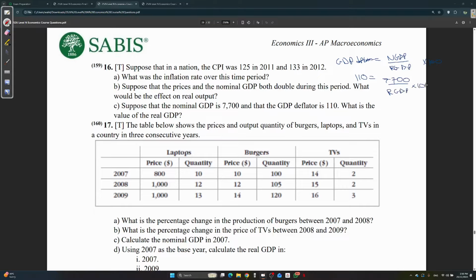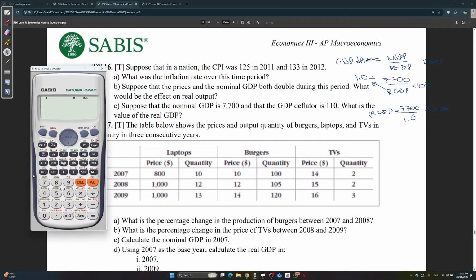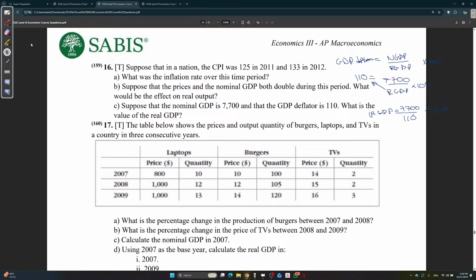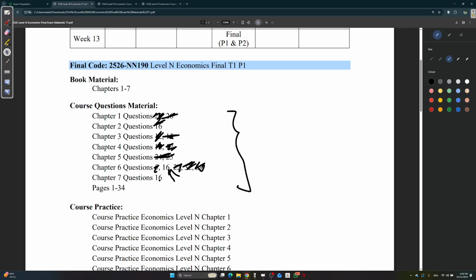Times 100, right? You swap the RGDP, it's math, cross multiply. We take the 110 here. You're going to get RGDP equals 7,700 over 110 times 100. That gives you 7,000. Is that correct? Yes, 7,000. So it's just the formula. Please don't forget the times 100, because if you forget it, you're going to get it wrong. Okay, so question 16 is done.